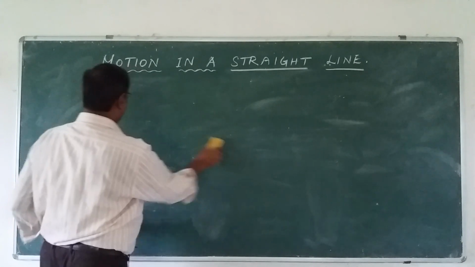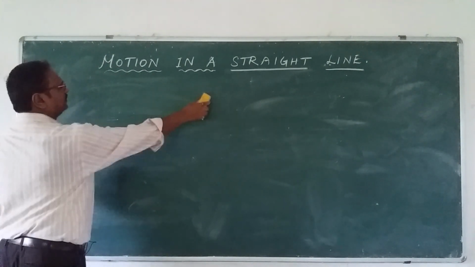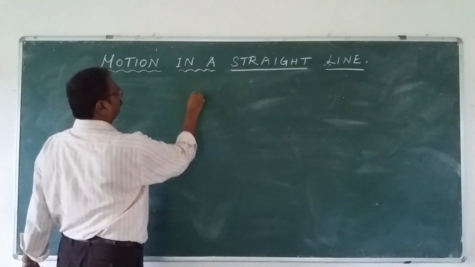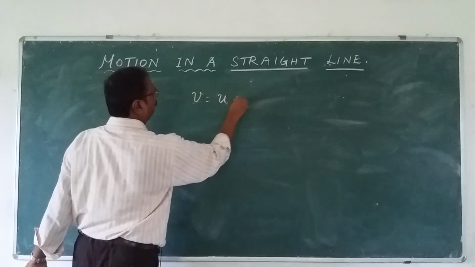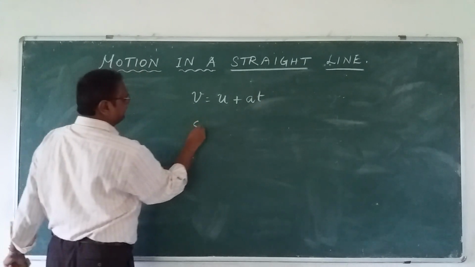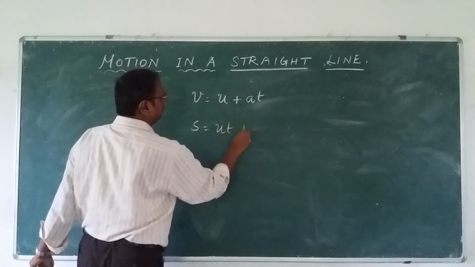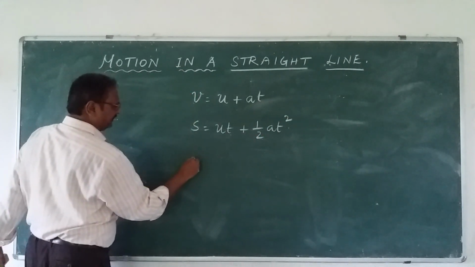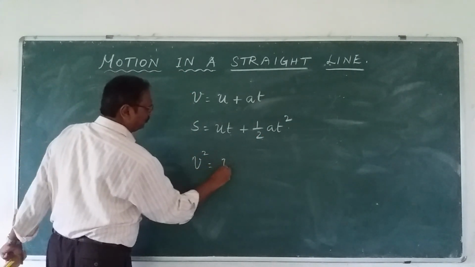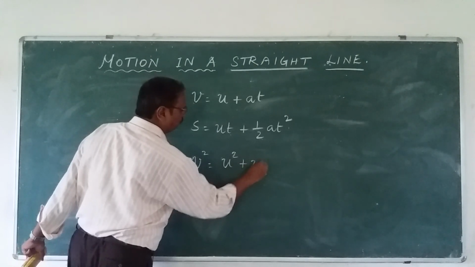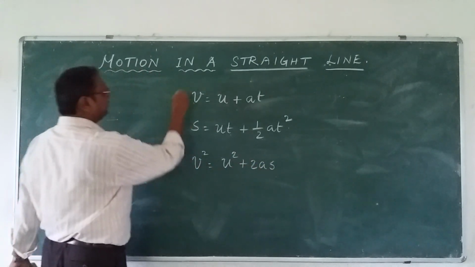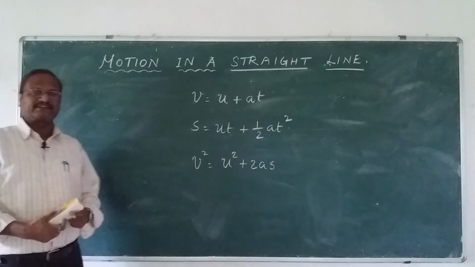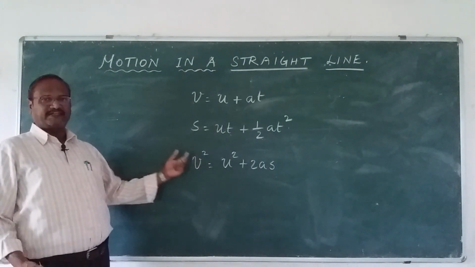And in the next class, we will continue with the three equations of motion using these points. v is equal to u plus at, s is equal to ut plus half at square, and v square is equal to u square plus 2as. These are the three equations of motion which we will do in the next class, and we will see in the next video and derive them.